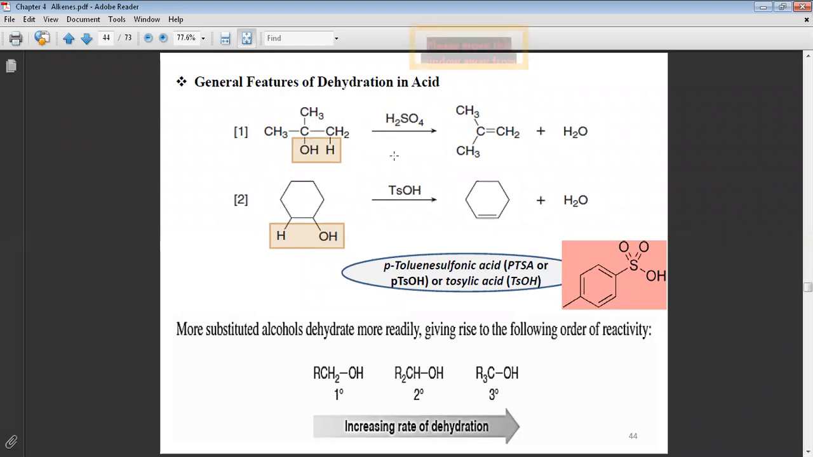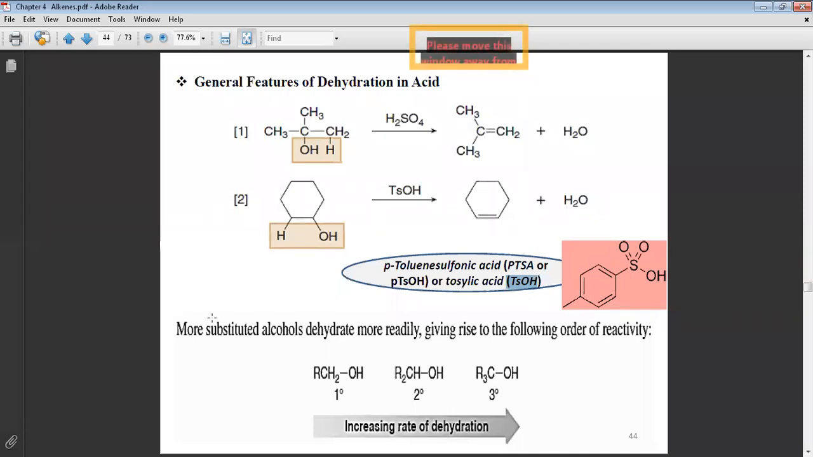Also, this reagent is para-toluenesulfonic acid. TsOH is also a strong acid. Okay, this is the structure, and it is a strong acid. We can write it like TsOH, toluenesulfonic acid, and you can also use H2SO4 or maybe HCl to give you alkene.